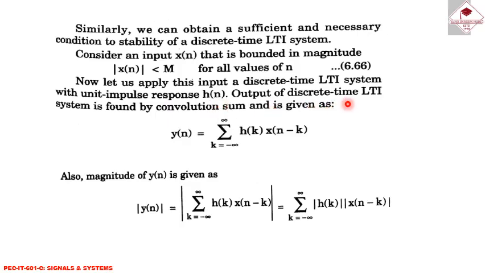The output of a discrete time LTI system is found by the convolution sum, and it is given as y[n] equal to the summation of k equal to minus infinity to plus infinity h[k] x[n minus k]. Also, the magnitude of y[n], the mod value of y[n], is equal to the mod value of the summation of k equal to minus infinity to plus infinity h[k] x[n minus k], which is less than or equal to the summation of k equal to minus infinity to plus infinity mod h[k] mod x[n minus k].